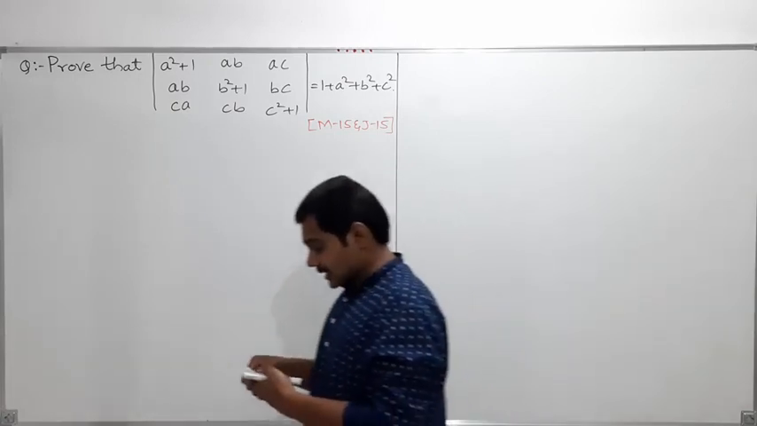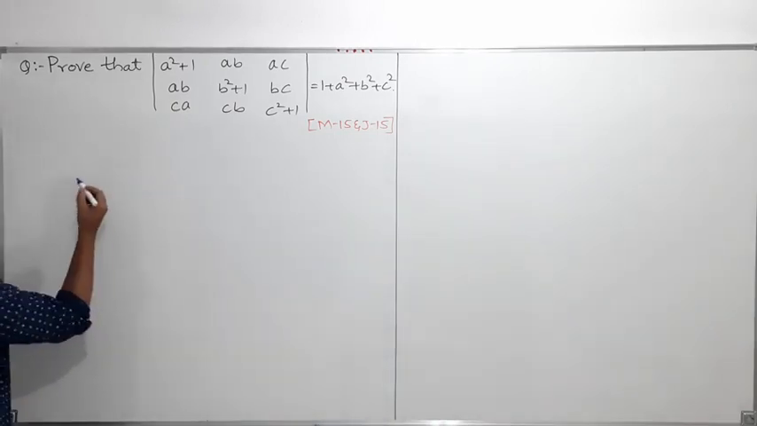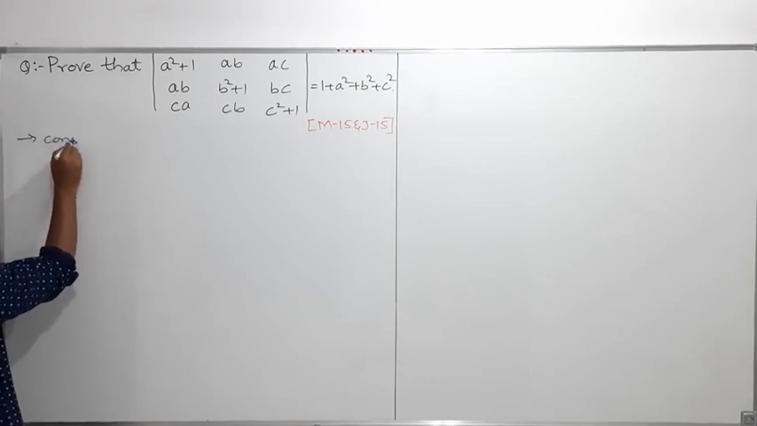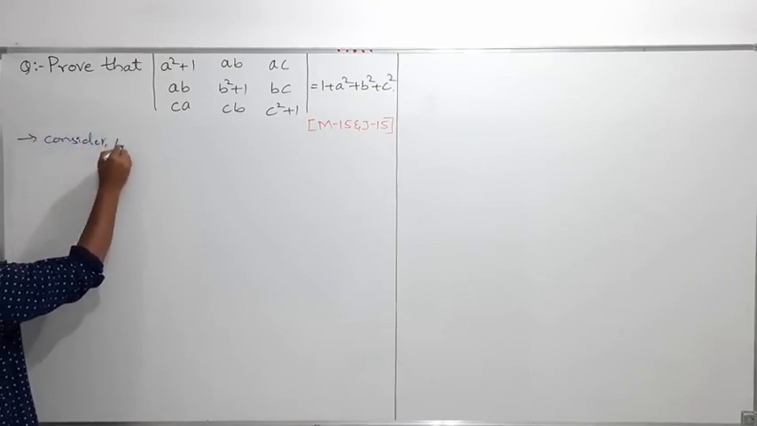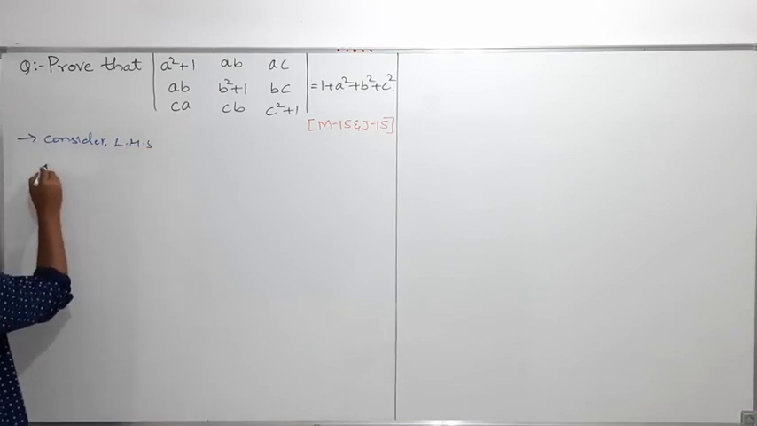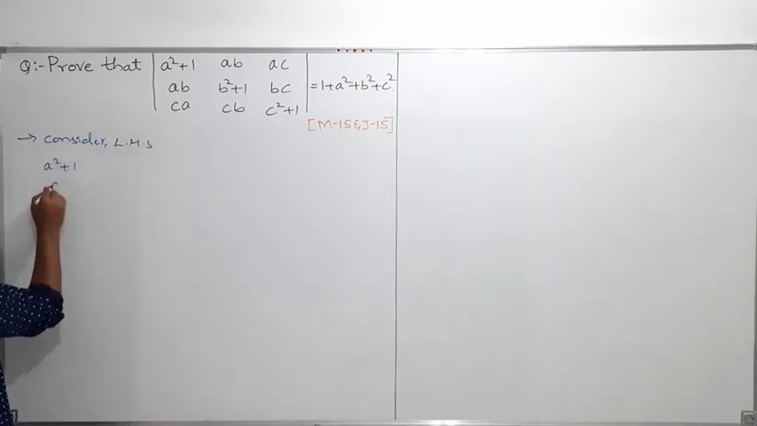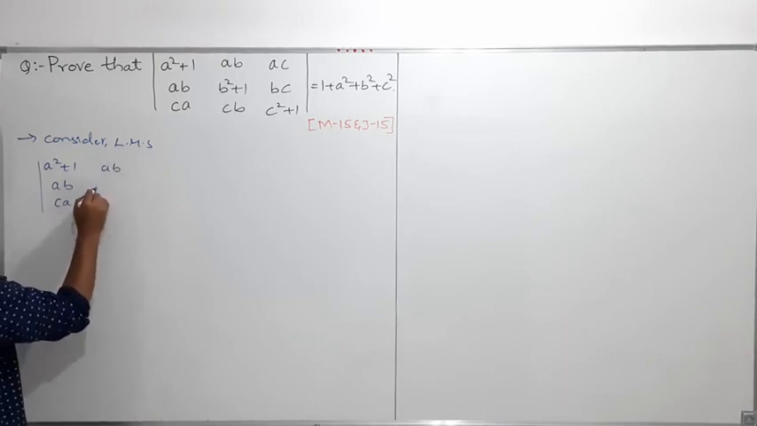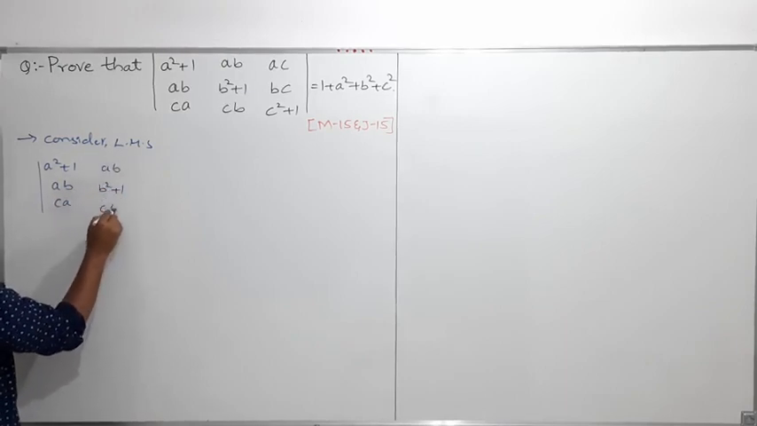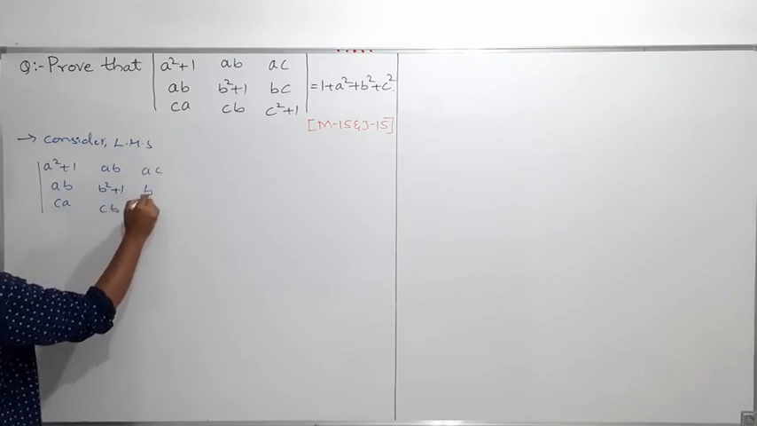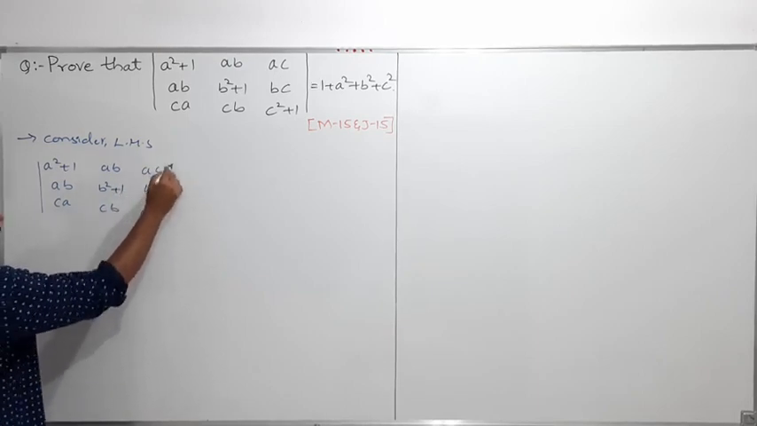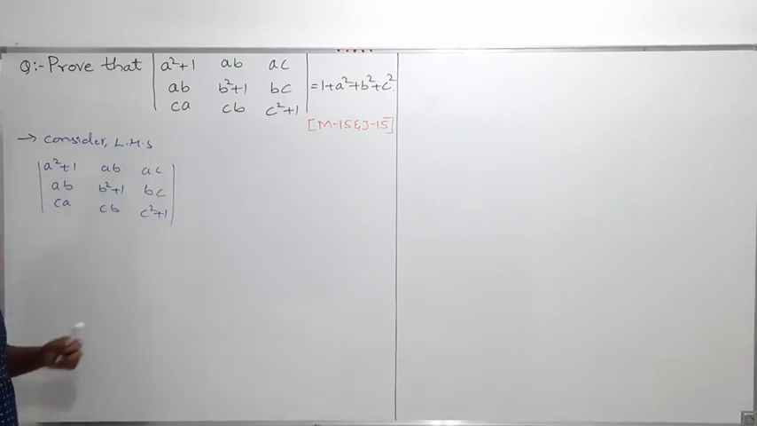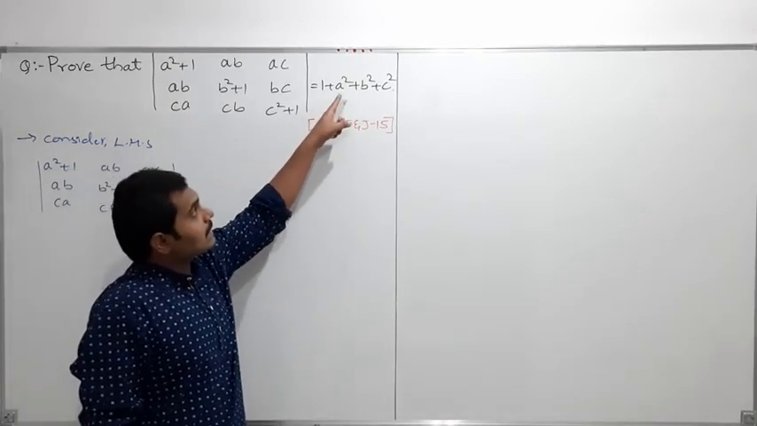Clear? So first consider, my students, the LHS part here. So what is the LHS here? It is a square plus 1, AB, CA. Next, AB, b square plus 1, CB, AC, BC, c square plus 1. So now I consider the LHS, and now I should prove this result, 1 plus a square plus b square plus c square.